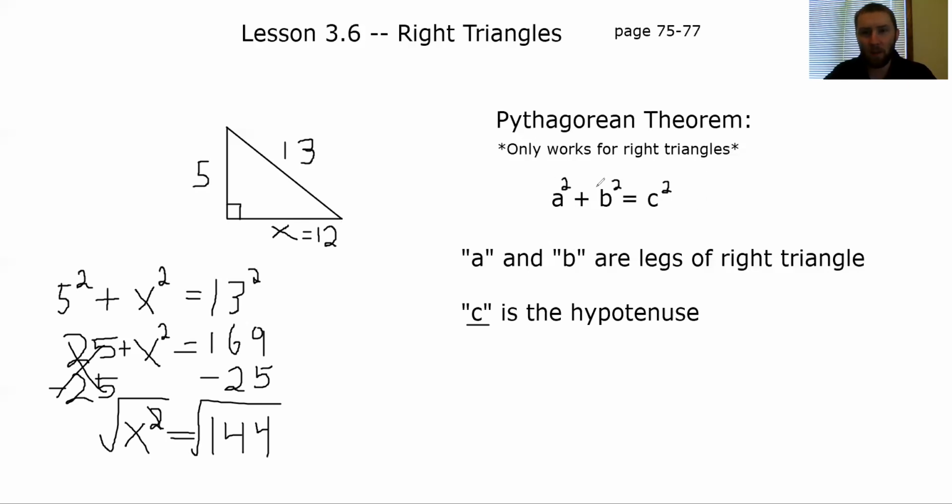But this formula here should allow you to set up an equation that will allow you to find any missing side of a triangle, either a, b, or c, regardless.